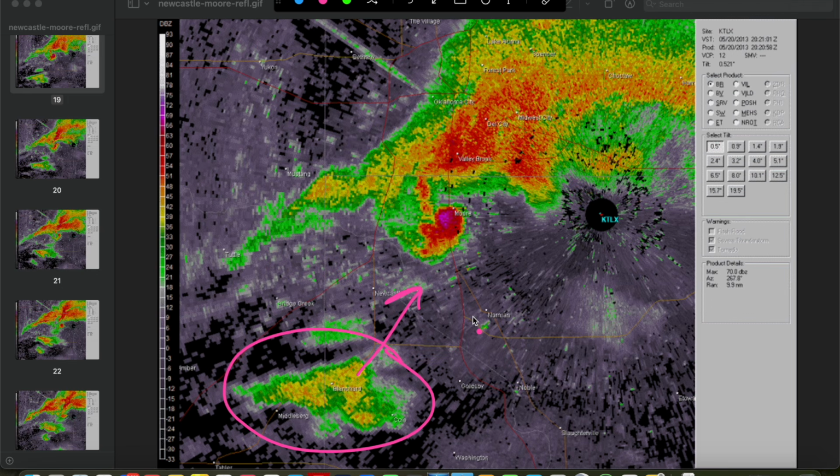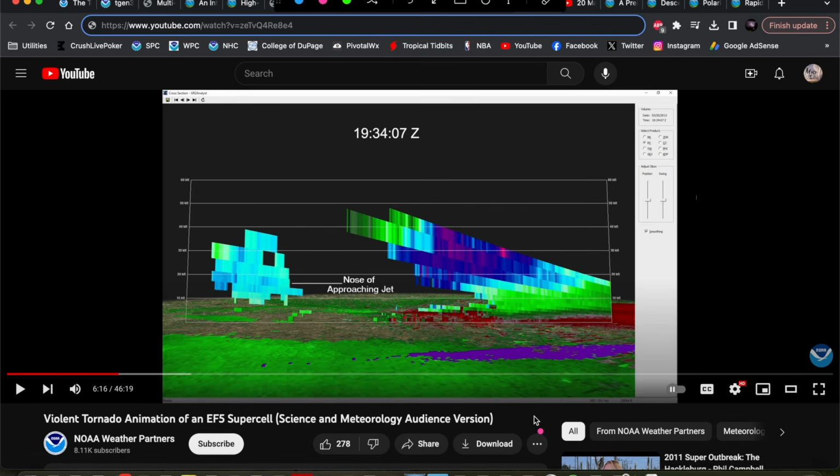Broyles et al. looked at vertical cross-sections of velocity data and determined that the increase in 700 millibar flow around the time that the Moore supercell was organizing was due to a very small-scale, localized mid-level jet streak. Here's that vertical cross-section beginning at 1934Z, so about 20 minutes before the tornado began.